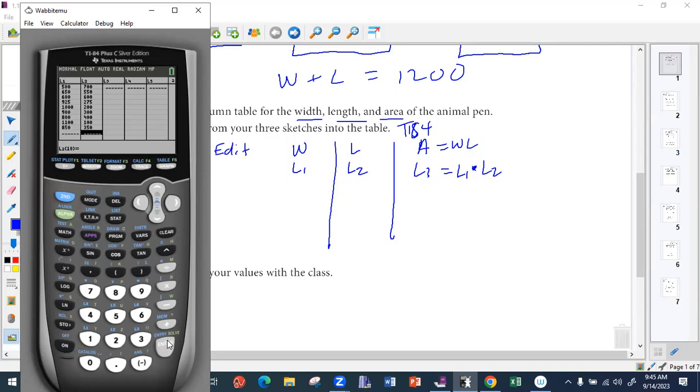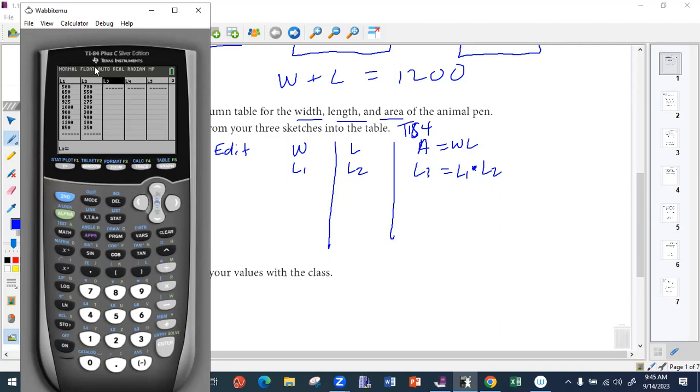If you don't practice it, you're going to struggle. All right. Are we good? Did we get the rules? We get the pattern? Everyone understands the length plus the width has to equal 1200. Okay, now we're going to find our area. Area equals width times length. So L3 is going to equal L1 times L2.